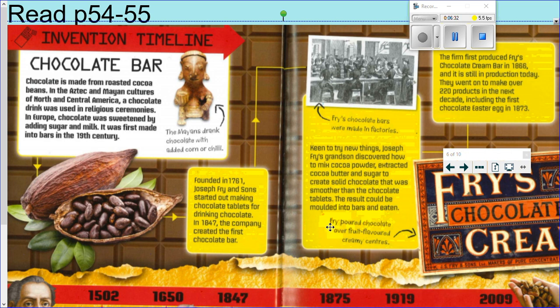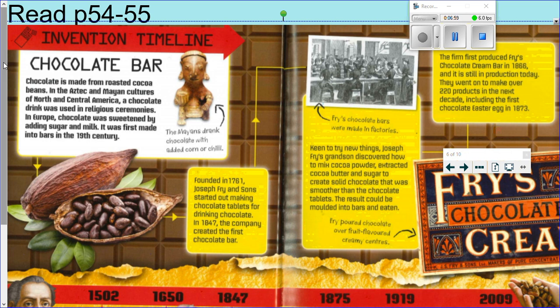And here you can see it says Fry poured chocolate over fruit flavour creamy centres. And Fry's chocolate creams are one of my mum's favourites, so they are still around today. Let's follow it up. The firm first produced Fry's chocolate cream bar in 1866, and it is still in production today. They went on to make over 220 products in the next decade, including the first chocolate Easter egg in 1873.